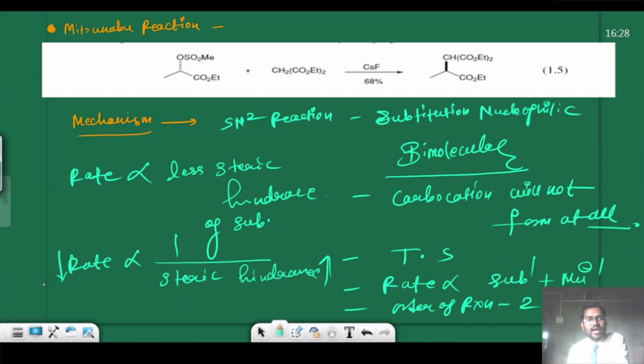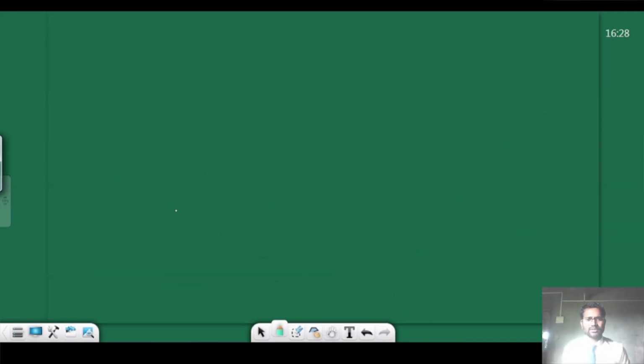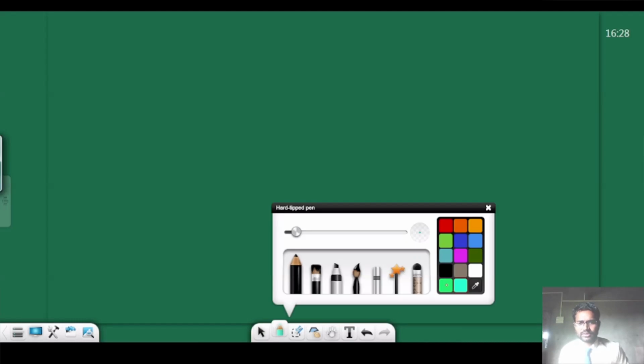So this is the SN2 reaction. This reaction has been predicted by the scientist Mitsunobu. So let us discuss the mechanism of this particular reaction. So what they have mentioned? They have mentioned substrate.